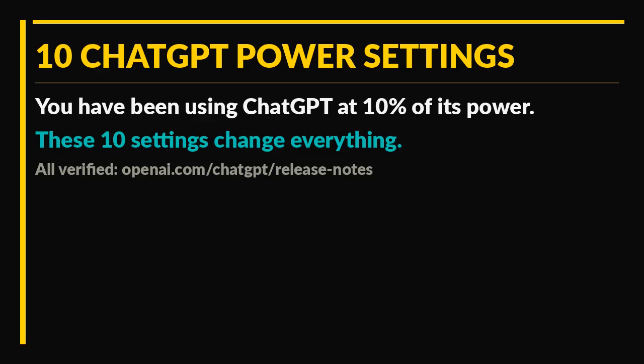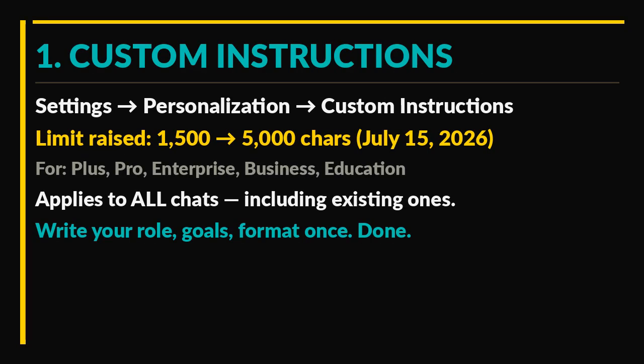As of July 15, 2026, the character limit increased from 1,500 to 5,000 for Plus, Pro, Enterprise, Business, and Education accounts. Write your role, your goals, your preferred response format once. It applies to every chat, including existing ones, immediately.